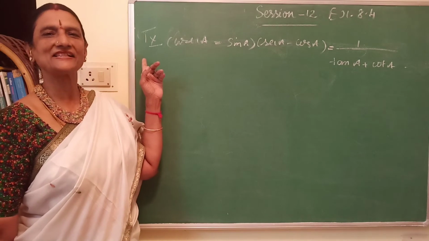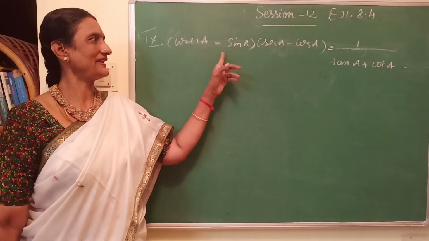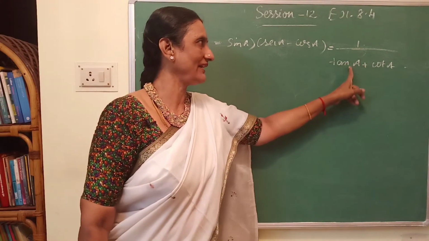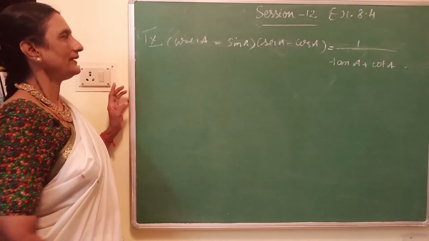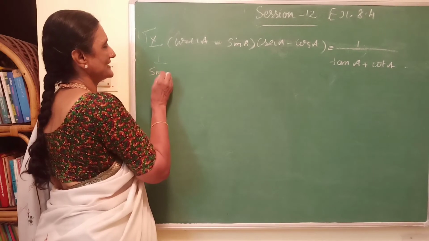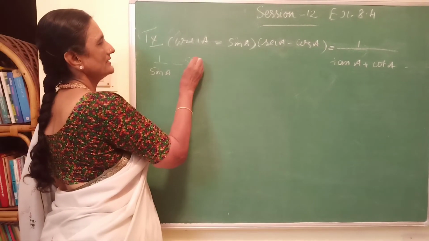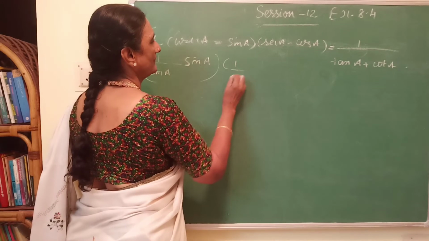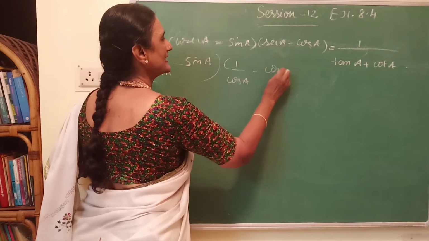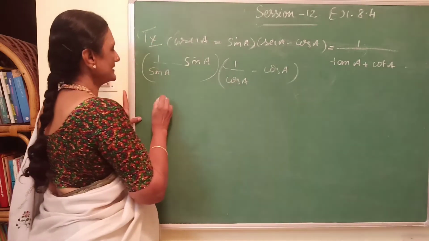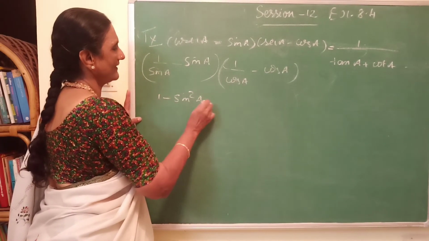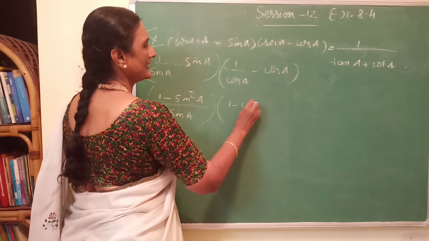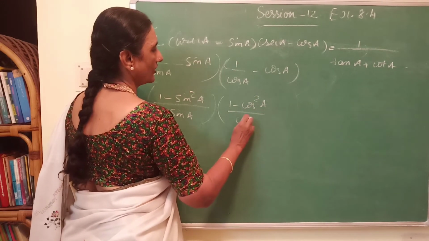Children, we'll move on to the 9th sum in the same exercise. Cosecant A minus sin A into secant A minus cos A, we have to prove that to be equal to 1 divided by tan A plus cot A. Now, cosecant A can be written as 1 by sin A, you are very familiar with that, minus sin A. And here secant A can be written as 1 by cos A minus cos A. So this is 1 minus sin square A divided by sin A, and then here it is 1 minus cos square A by cos A.